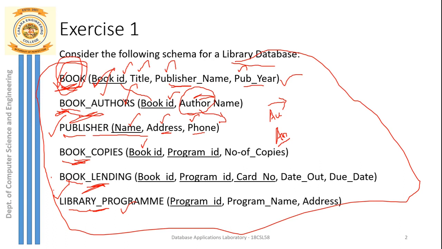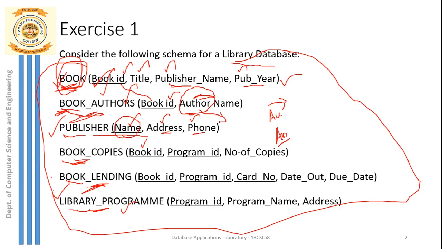So publisher name is the primary key. You can have different publishers like Bosco's, or a publisher like Pearson. So these are all the publishers. No 2 publishers can have the same name. So that is why the publisher name is unique in nature. So we can indicate this publisher name as primary key.